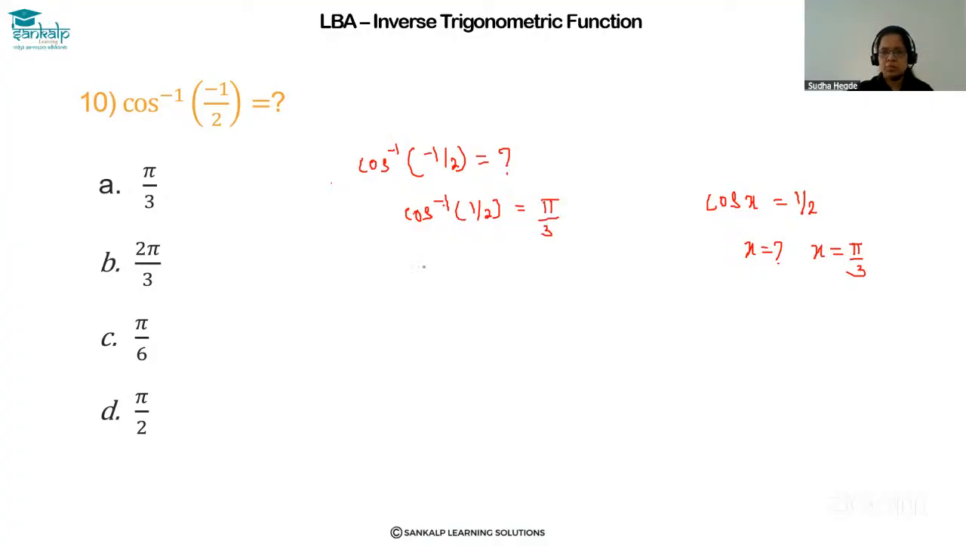But in this case, you have minus 1 by 2. In the second quadrant, you know that cos is negative. So, therefore, you have to add pi by 2 for that. So, what is pi by 2 plus pi by 3? What is that? How do you calculate? Is it pi by 2?